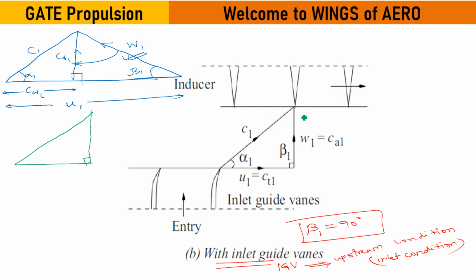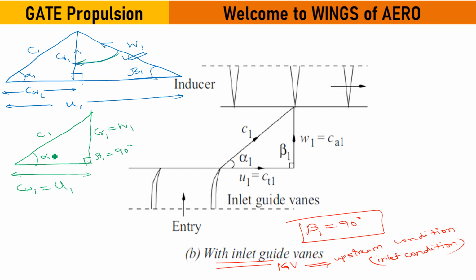Now here I said beta 1 is 90 degree, so this one is going to converge over here. So here I can write CR1 is equal to W1. This is beta 1 equals 90 degree. So can I say then that CW1 is equal to U1? CW1 equals U1, and here alpha 1 will be exactly how it is before.